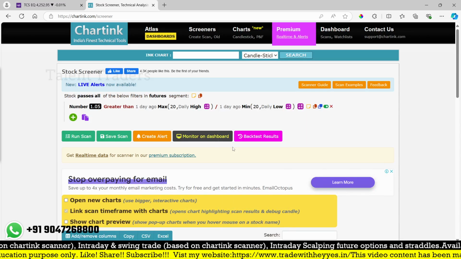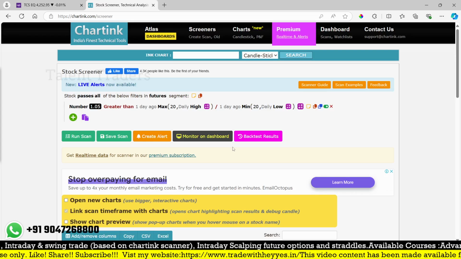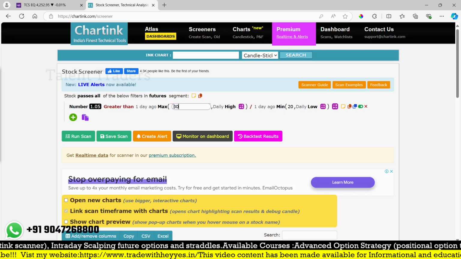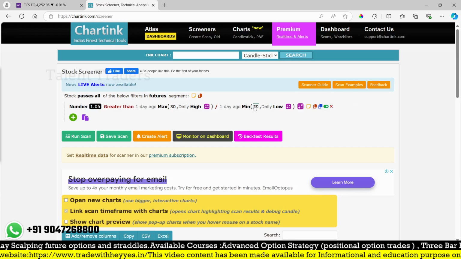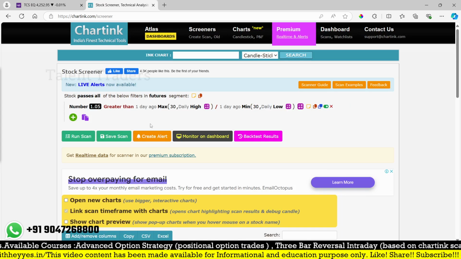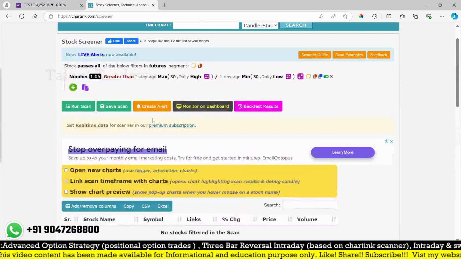If we use 1 day ago, this will fetch from the last 20 days. Instead of that, I'm going to change it to the last 30 days. If a stock in 1 month is trading less than 5%. So these are simple conditions we have to create, and there are no stocks right now.